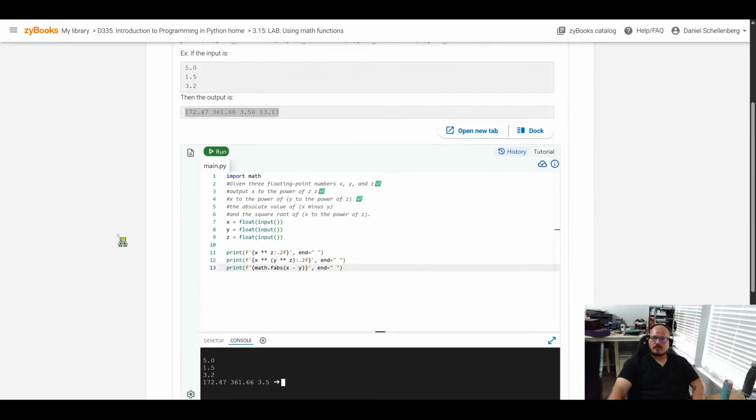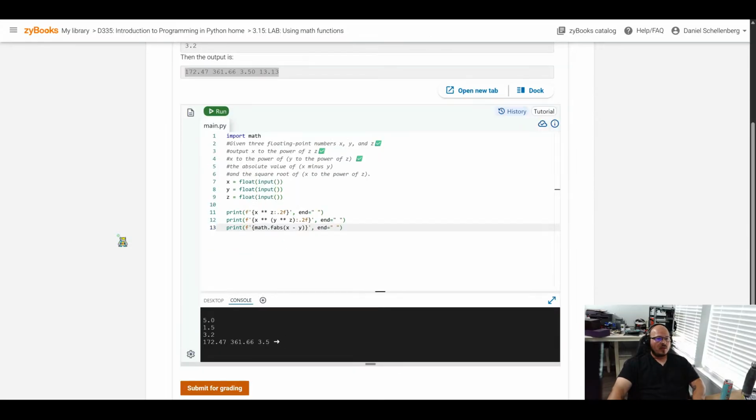Okay, so it's a good thing I caught that, because it wants 3.50, so %.2f, 2 digits, and that's how we do that.